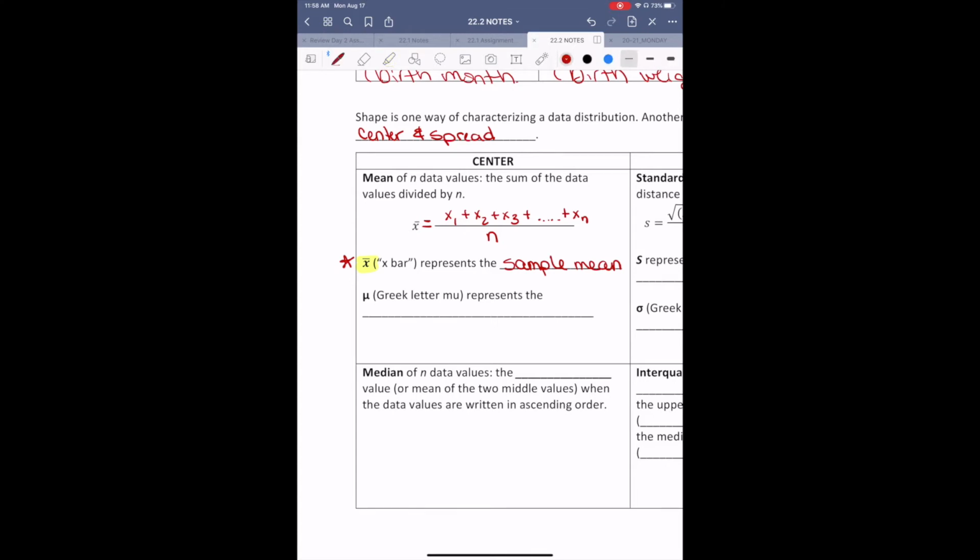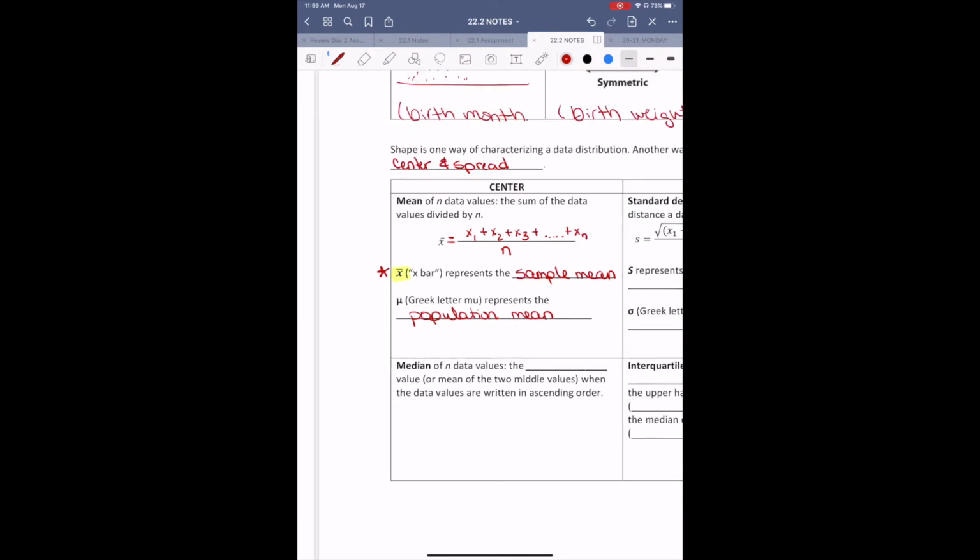Now, this next symbol is the Greek letter mu, okay? All this represents is the population mean. We do not use the population mean in this class. We stick to the sample mean, okay?